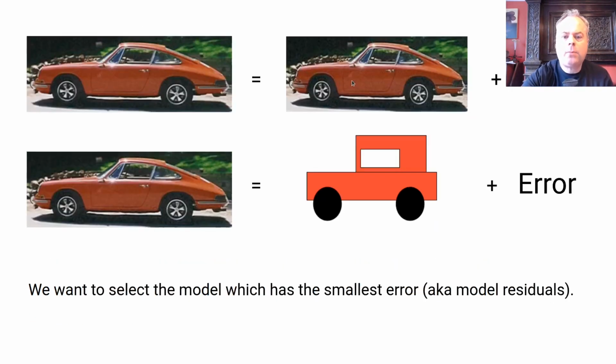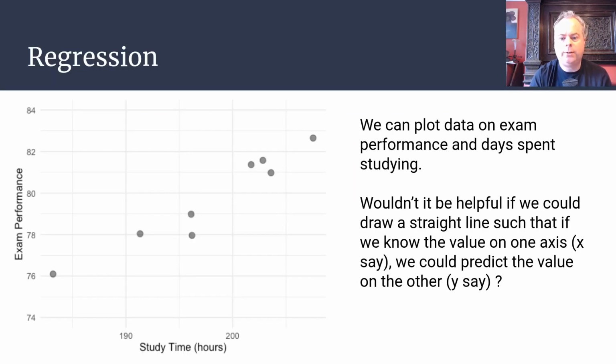Up here, we can see that the real thing is equal to our first model, which is pretty good, and a tiny amount of error. In the second case, the real thing is equal to our second model, which is pretty rubbish, and a large amount of error. So there's a lot of information that's not captured by our model, okay? Ultimately, in applying this kind of model building to the sort of data sets that we're interested in, we want to select the model which will have the smallest error, or in other words, the smallest model residuals, okay?